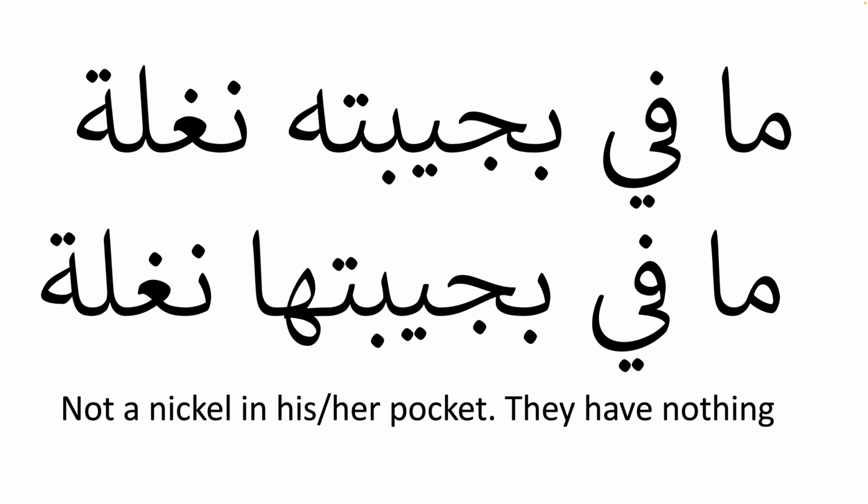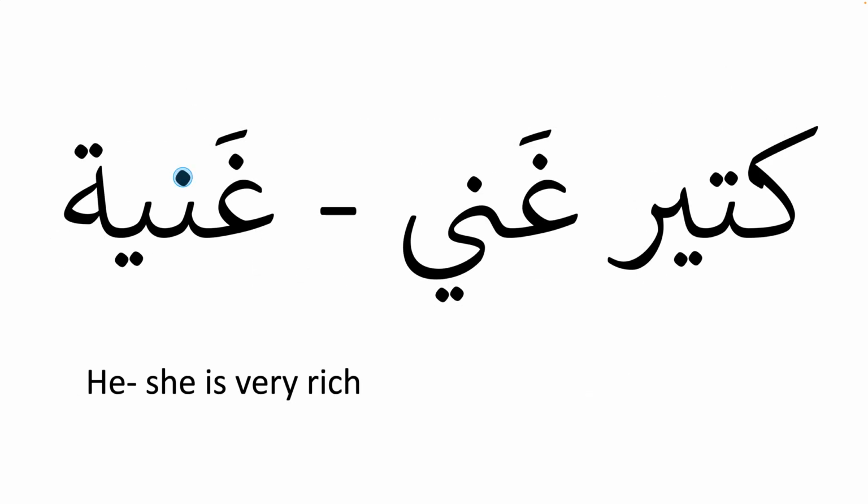So you would use this phrase to refer to somebody's situation by absolutely being broke and having nothing. On the other hand, we've got some phrases to talk about somebody being rich. So the very first and very easy one, as it might spring to a lot of you, is كتير غني. كتير, which means very. غني is rich. And غنية, that is the feminine adjective for women. كتير غني, describing a man, very rich. كتير غنية, she's very rich.